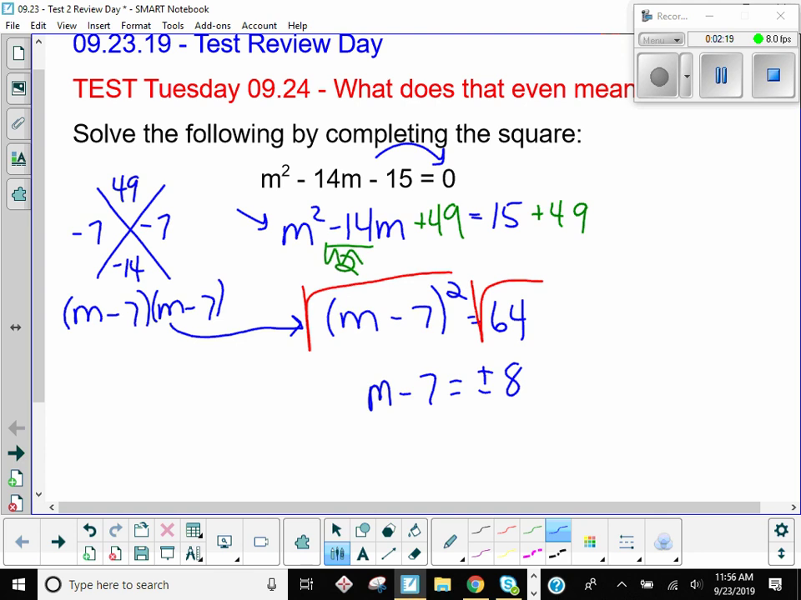So m minus 7 equals plus or minus 8. You add 7 to both sides. And how come I don't want you to give me this for an answer? There's more math you can do. There's the 7 plus 8, which is 15, and the 7 minus 8, which is negative 1.